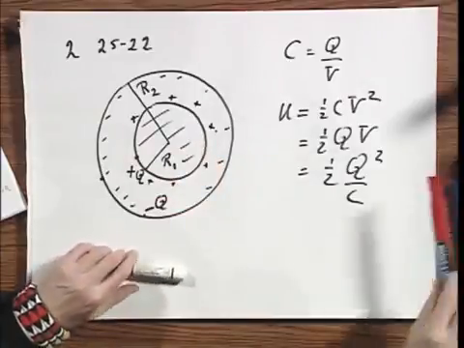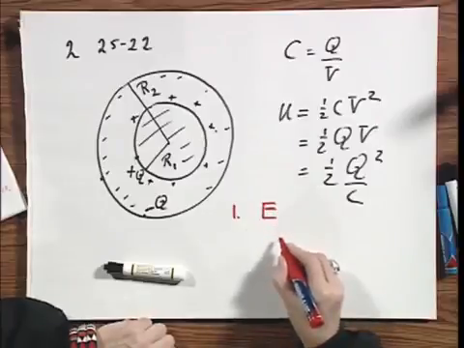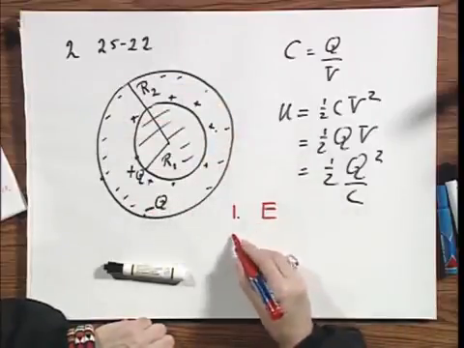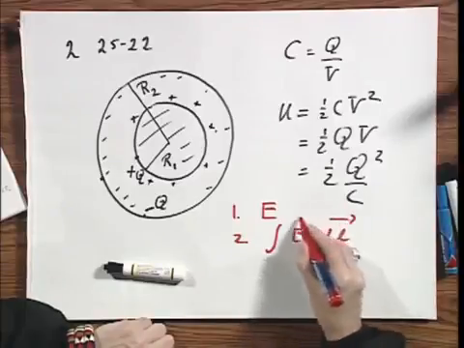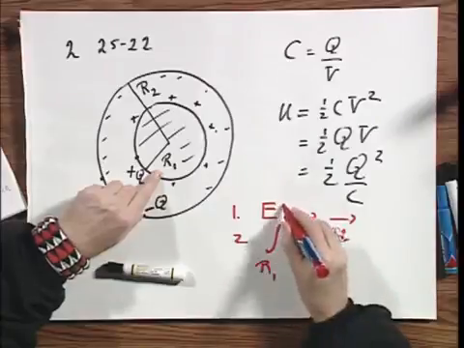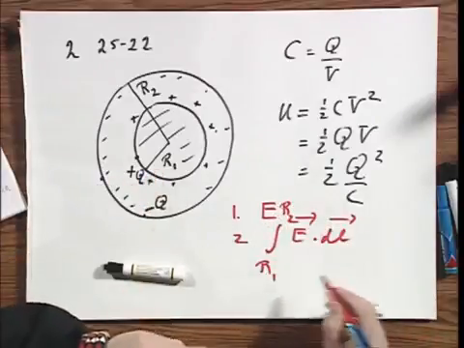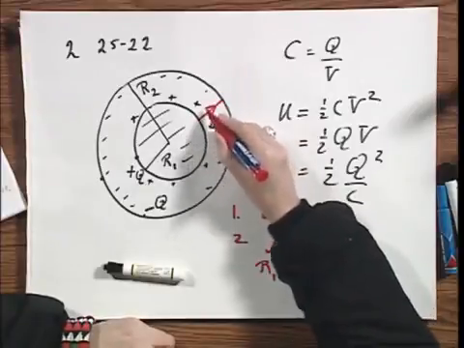Whenever you have a problem like that, you always go in two steps. First, you calculate the E field in this gap, and then second, you do the integral of E dot dl, and you go from, in this case, R1 to R2. And that's the potential difference. So the question now is, what is the E field here in this gap?